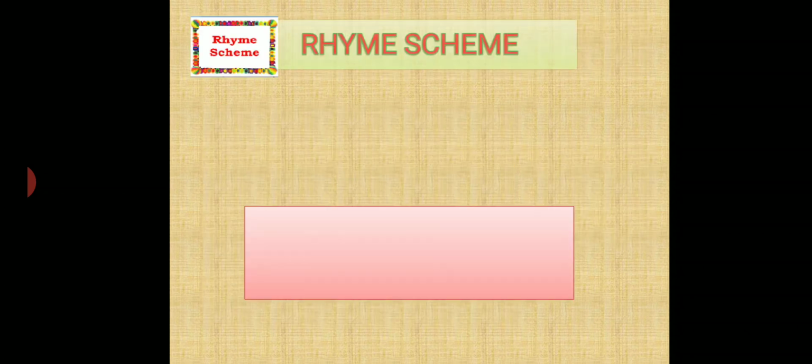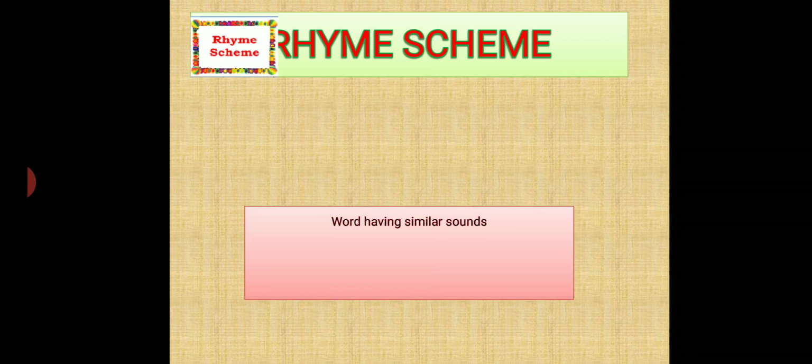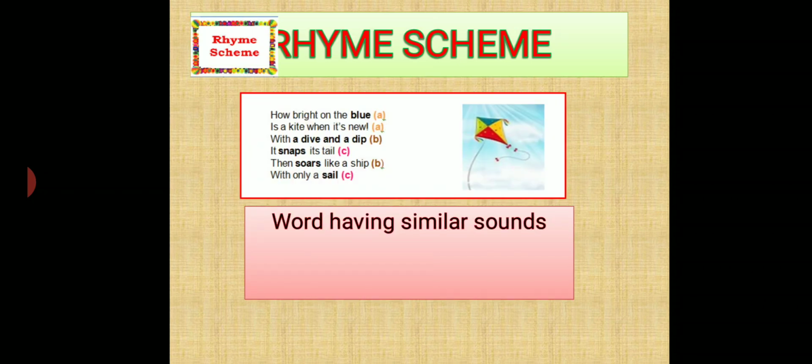Next, rhyme scheme. What is rhyme scheme? Words having similar sounds. For example, look into this stanza from your poem, The Kite. How bright on the blue is a kite when it's new. With a dive and a dip, it snaps its tail, then soars like a ship with only a sail. Children, just look at the last word's pronunciation.